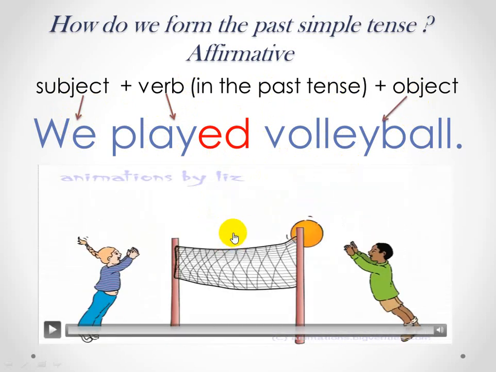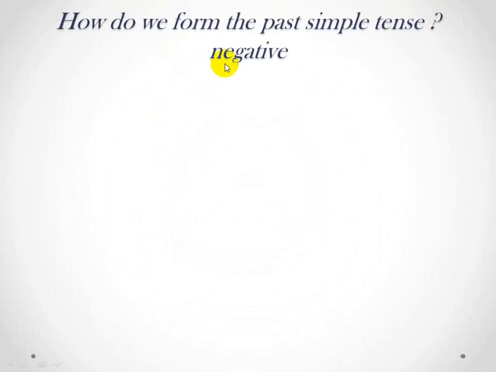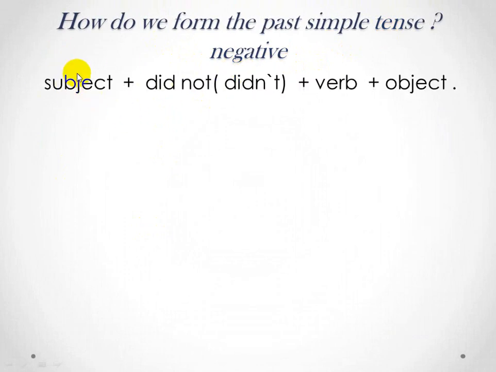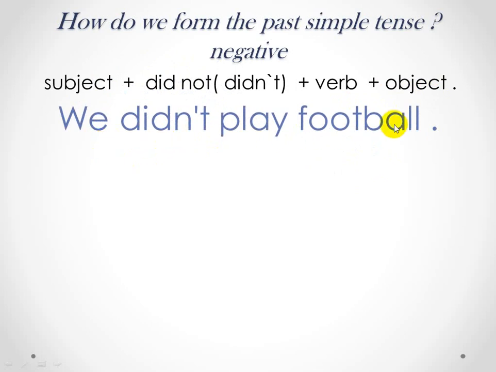Second, how do we form the past simple tense in the negative? Listen. I start with the subject, then didn't, plus the verb in the infinitive, without ed, plus the object. Like what? We didn't play football. We is the subject, didn't is the negative, play, not played. Don't say we didn't played. It's wrong.